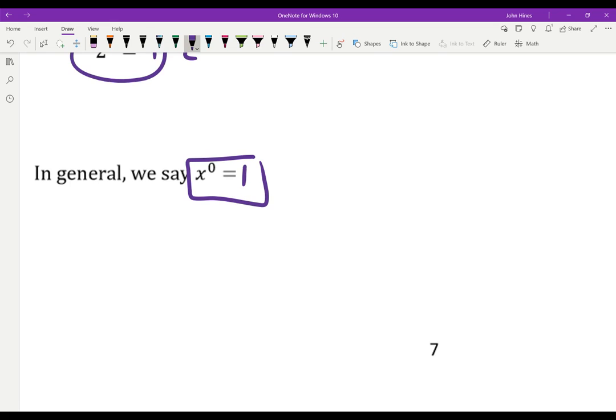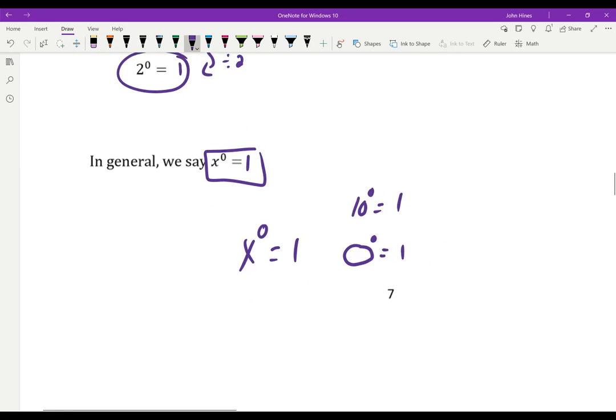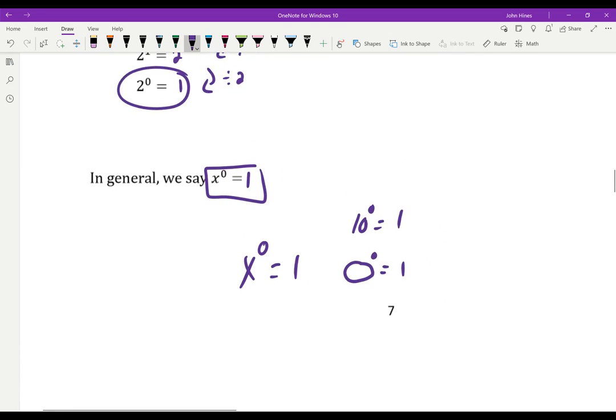X to the 0 power is 1. If I have x to the 0, I get 1. If I have 10 to the 0, I get 1. If I have chicken nugget to the 0, I get 1. So anything to the 0 power ends up being the number 1.